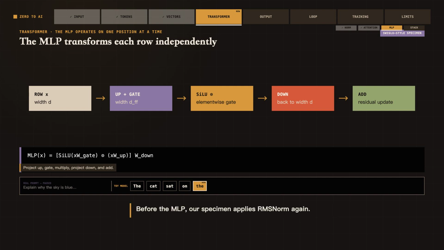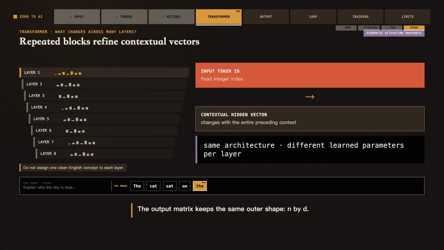Before the MLP, our specimen applies RMSNorm again. After the MLP, the model adds another residual update. X next equals H plus the MLP update, computed from normalized H. One transformer block is complete. The output matrix keeps the same outer shape, N by D. That can make it look as though nothing changed. In fact, the values inside every row have changed.